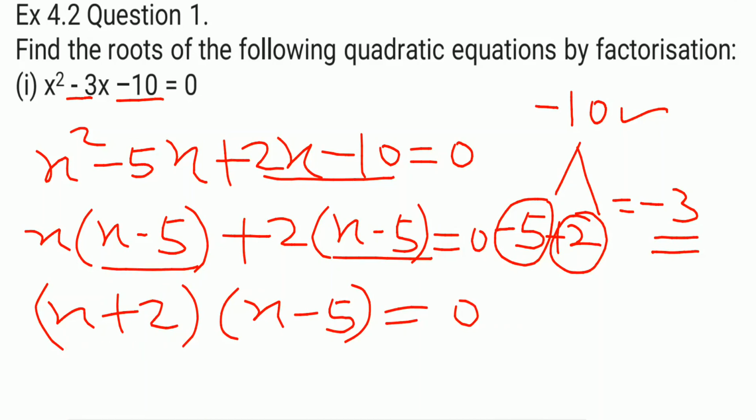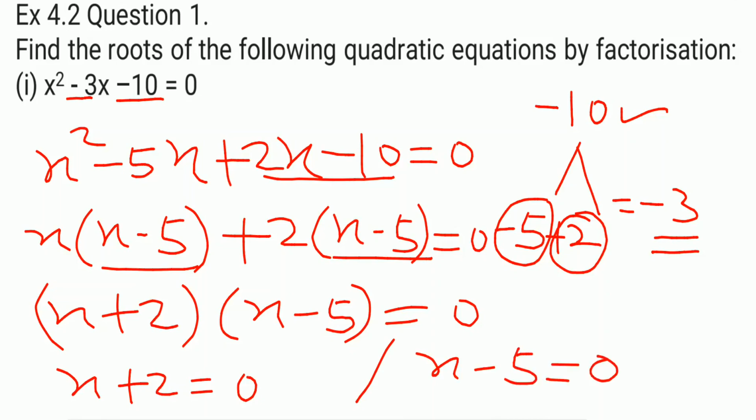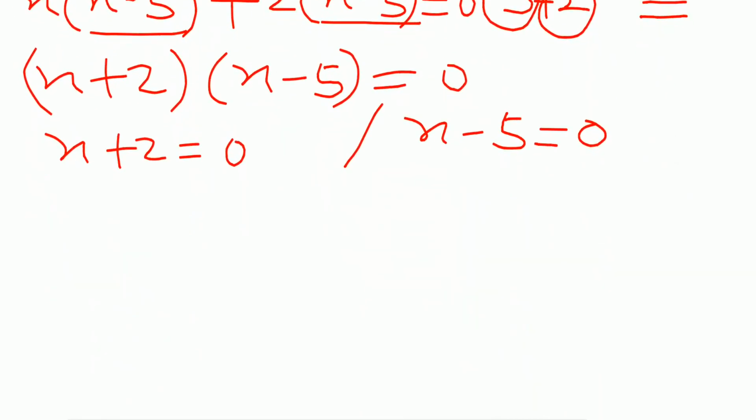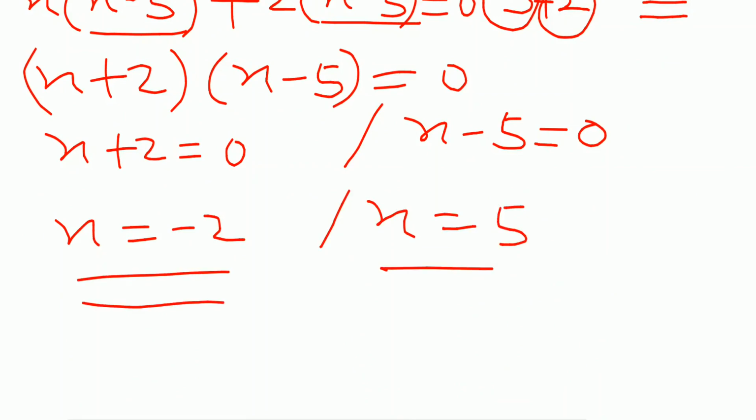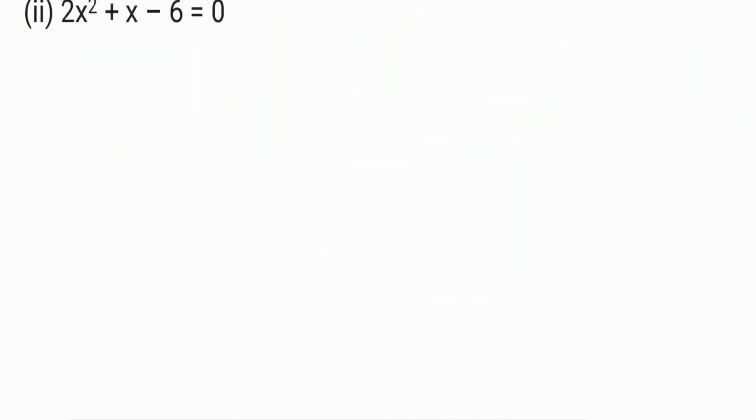Okay. Now, this one x plus 2 which is equal to 0 or x minus 5 which is equal to 0. We'll just write down x which is equal to minus 2 and x which is equal to 5. So these two values are the roots of the quadratic equation. Let us see the next one.